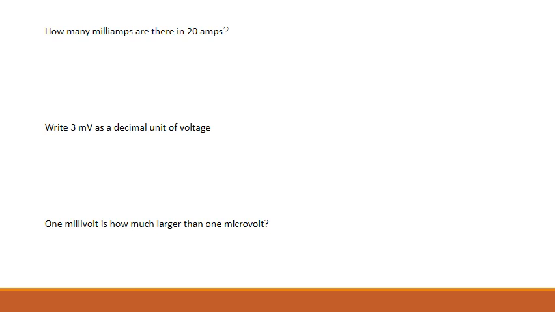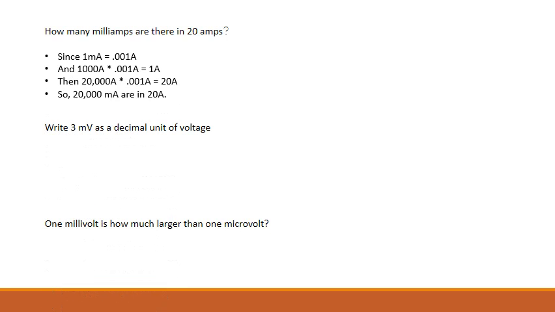How many milliamps are there in 20 amps? Since 1 milliamp equals 0.001 amp, and 1000 milliamps times 0.001 amp equals 1 amp, then 20,000 milliamps times 0.001 equals 20 amps. So 20,000 milliamps are there in 20 amps.